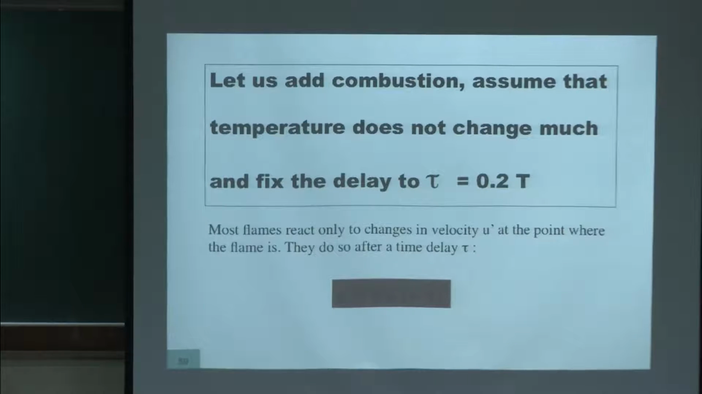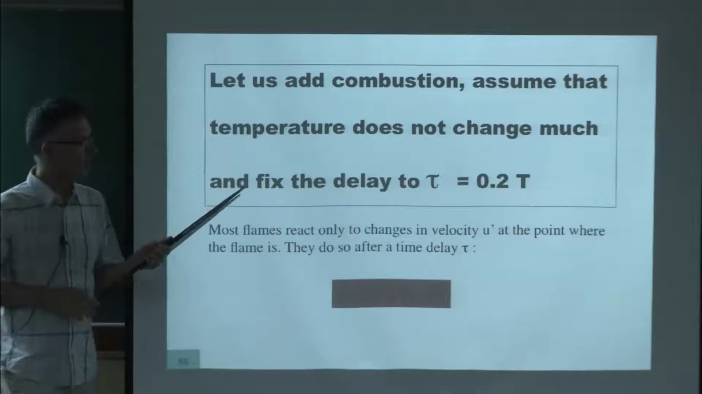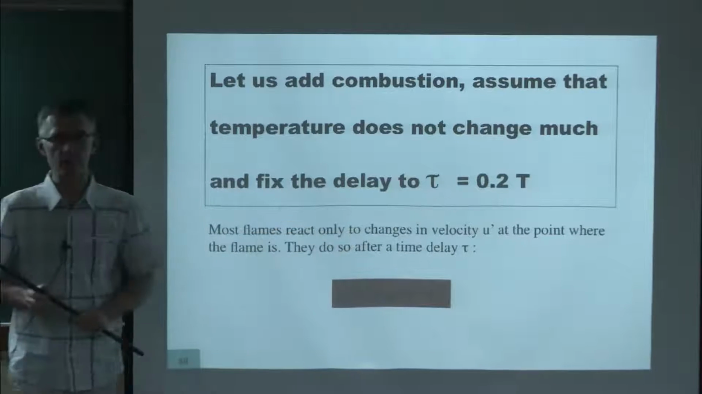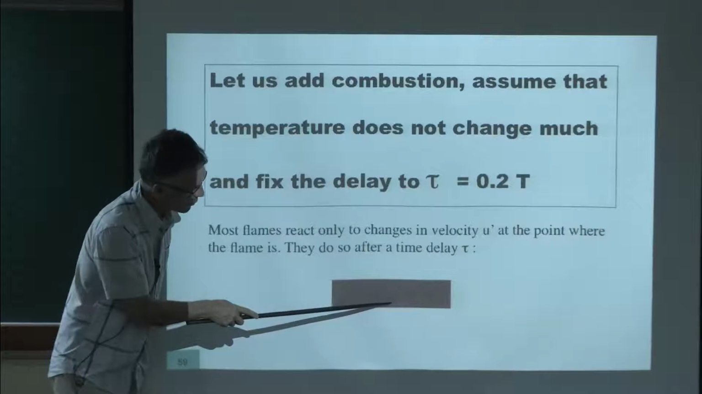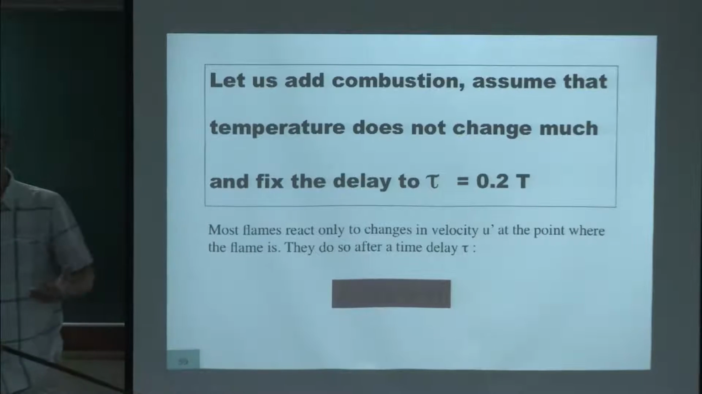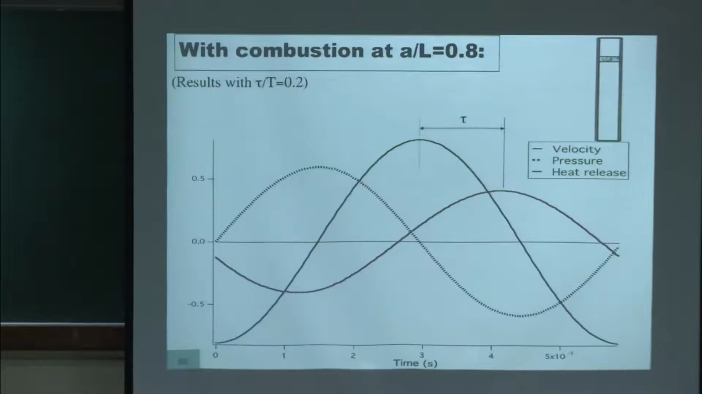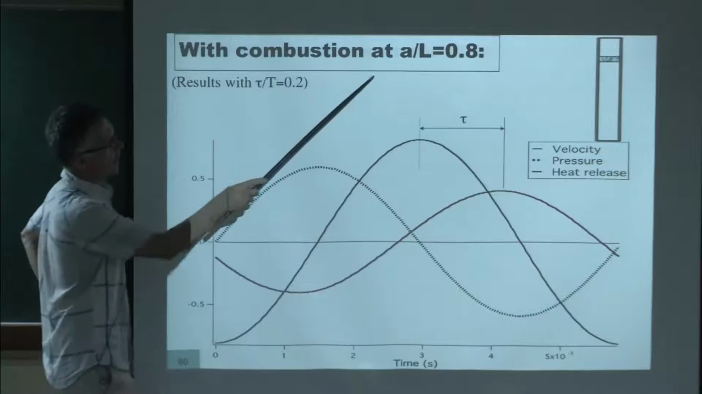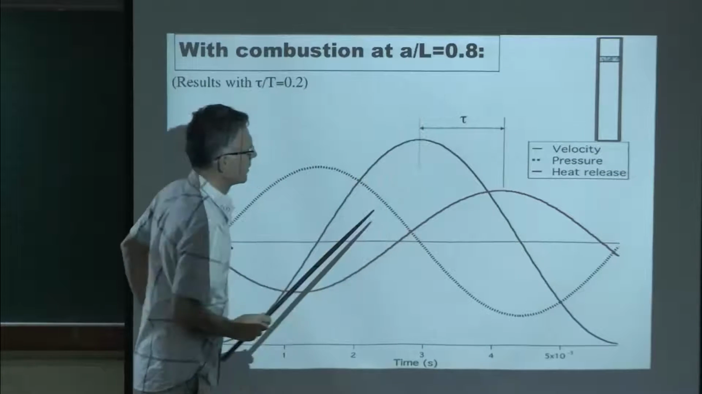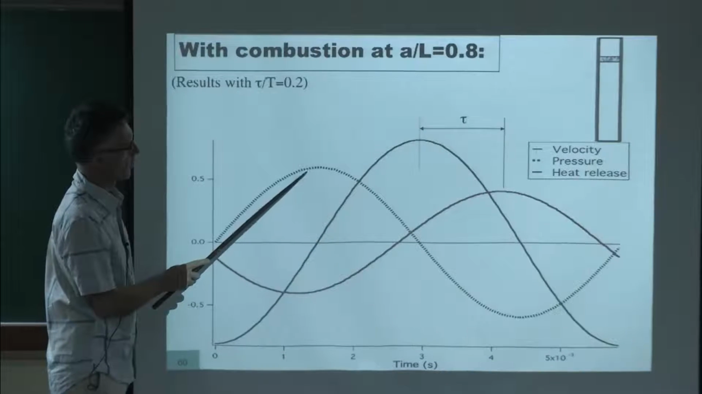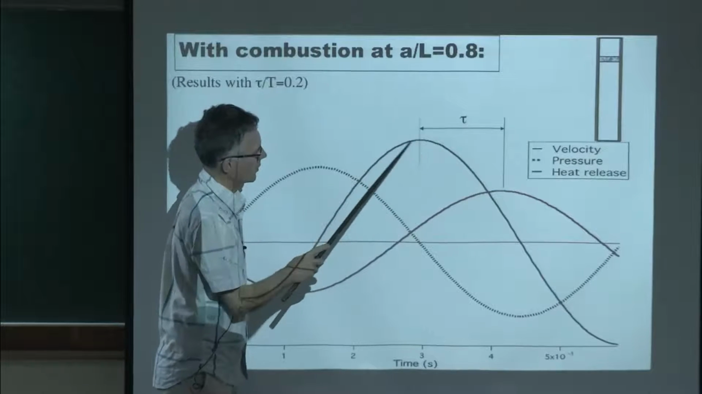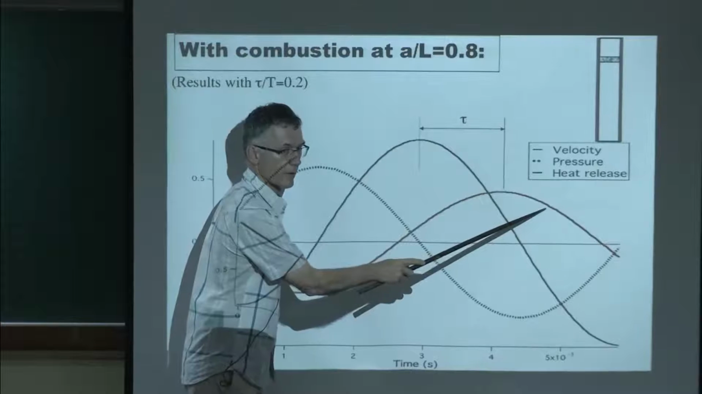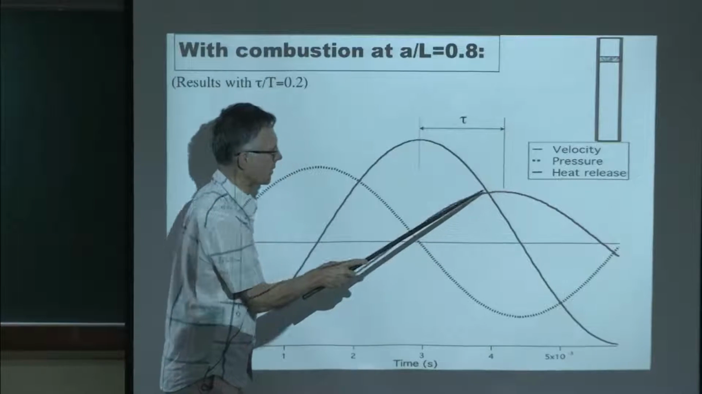And now we add combustion. Suppose the temperature does not change too much, and suppose the delay is 0.2 times T. We plug in this expression. That really means that Q prime will lag U prime by a time tau. If we know U prime, and we assume a small perturbation for the moment, then at A over L equal 0.8, that means we are up there. This is going to be the velocity, this is going to be the pressure. The heat release is lagging the velocity by tau. So this is velocity, and this will be heat release. Heat release at that point is this curve, and pressure is this curve.